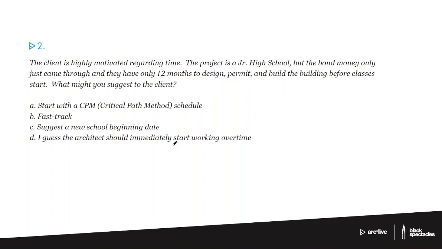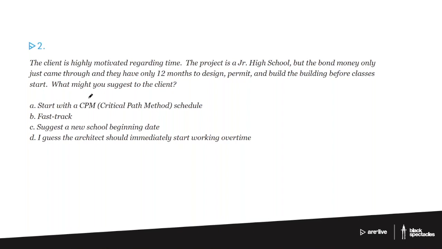We have 4 possibilities. A, start with a CPM schedule, a critical path method schedule. B, fast track. C, suggest a new beginning date of school. D, I guess the architect should immediately start working overtime. Well, most of us probably understand that D is probably a correct answer, but it is not the correct answer. So we're not D. Then the question comes between A and B and C.